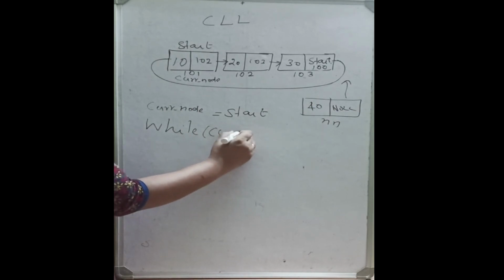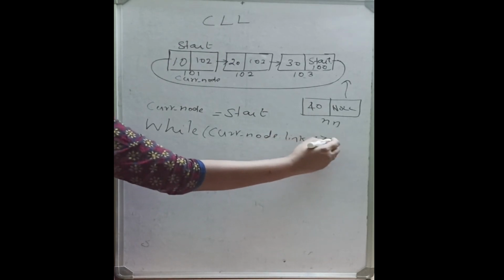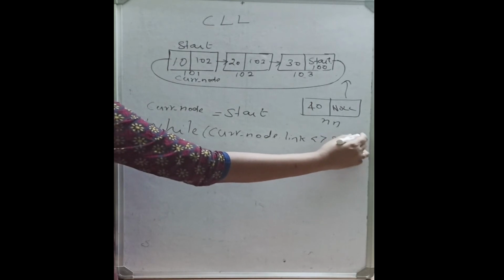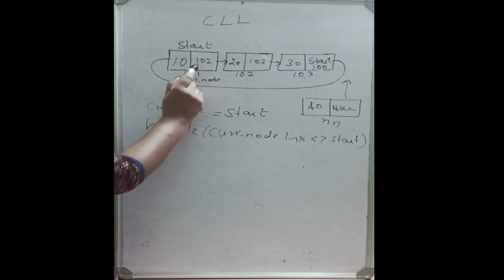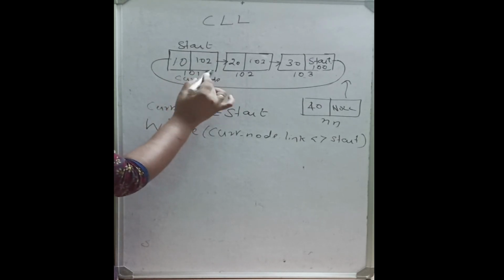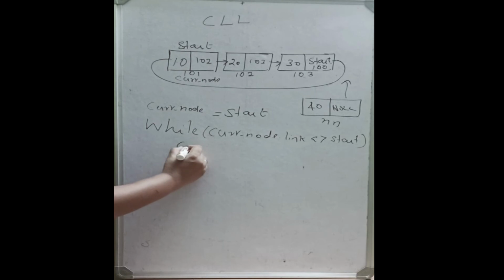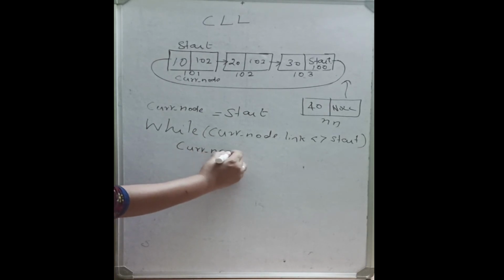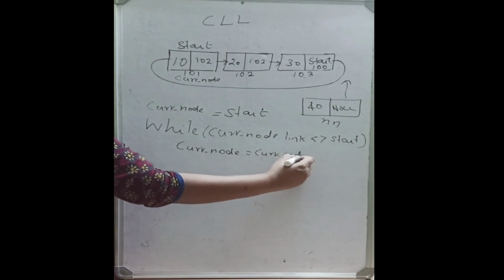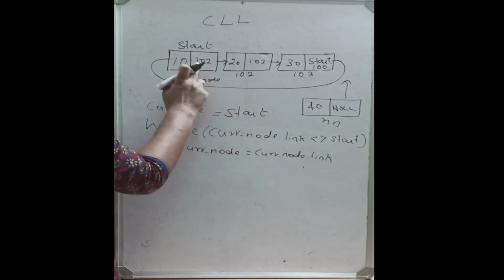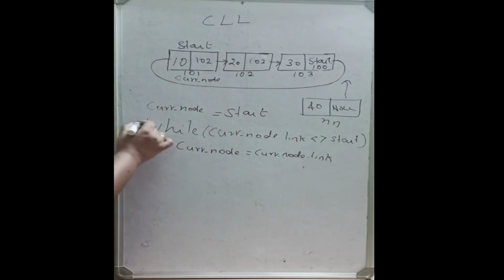The current node dot link not equal to the address of start. That's all. So the current node dot link will have the address of start. The address of start is 101. No. The condition is true now. In that case, you move the current pointer from here to here. So the current node will move to current node dot link. Current node dot link will have the address of the next node. So this node will move to the next node. Again the condition will be checked.